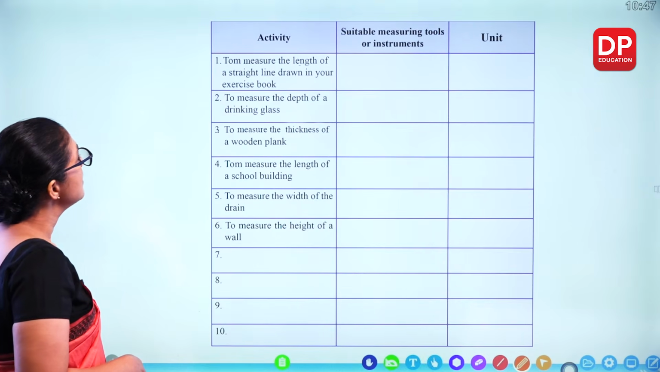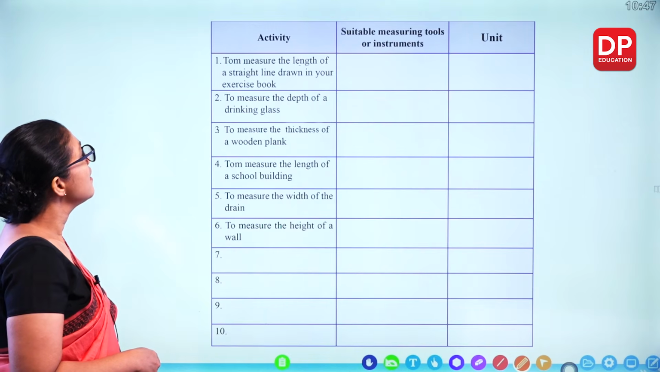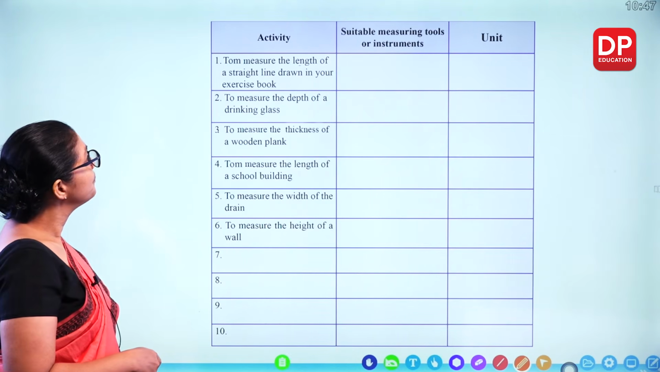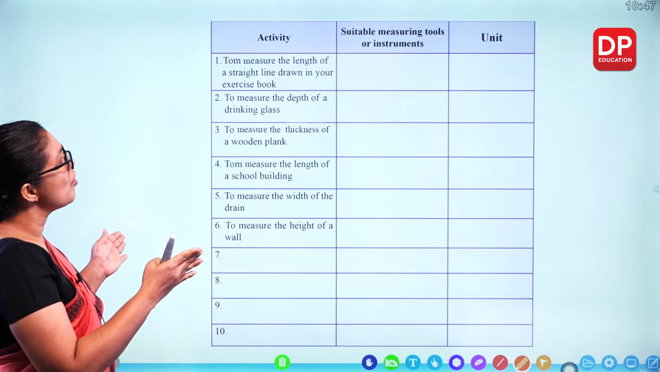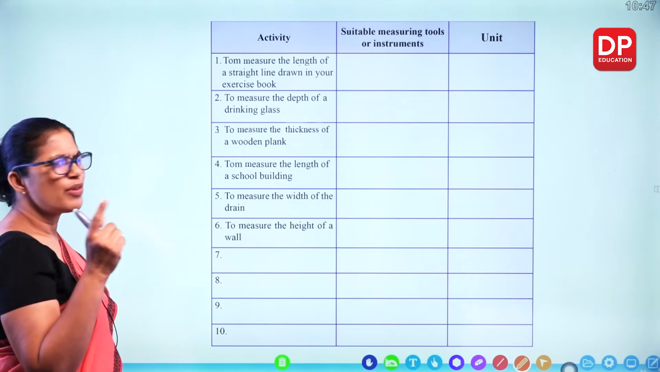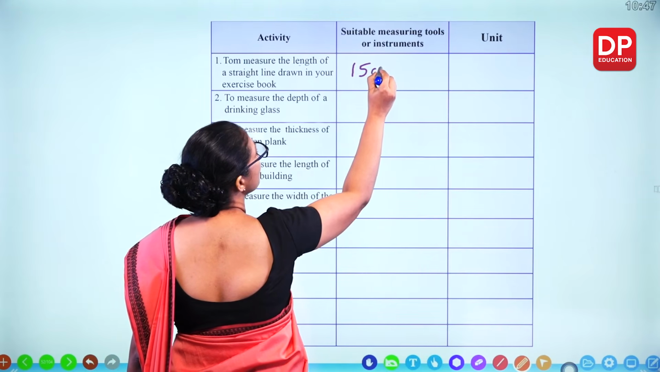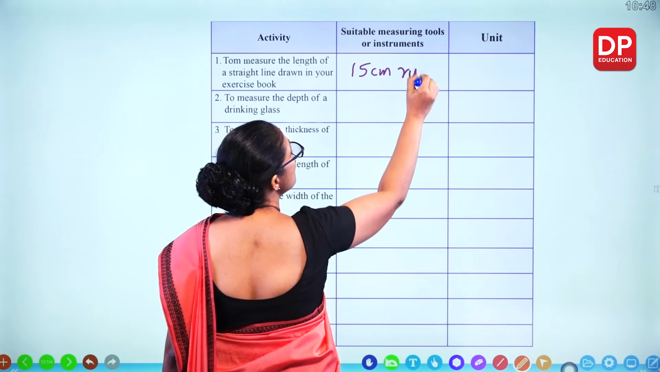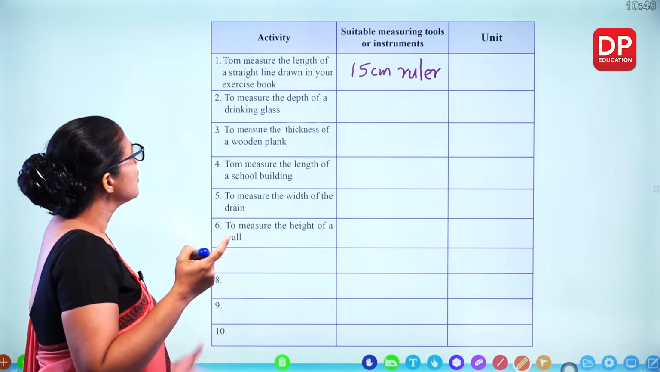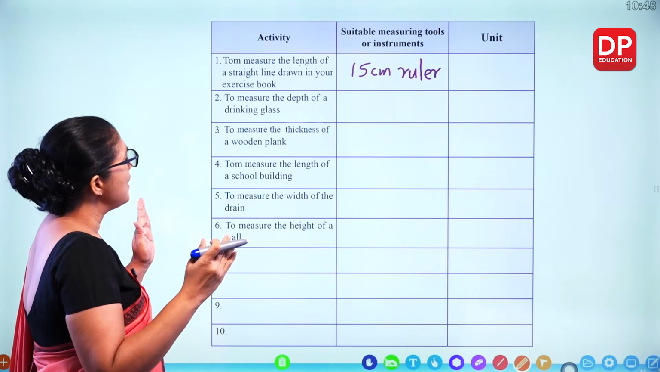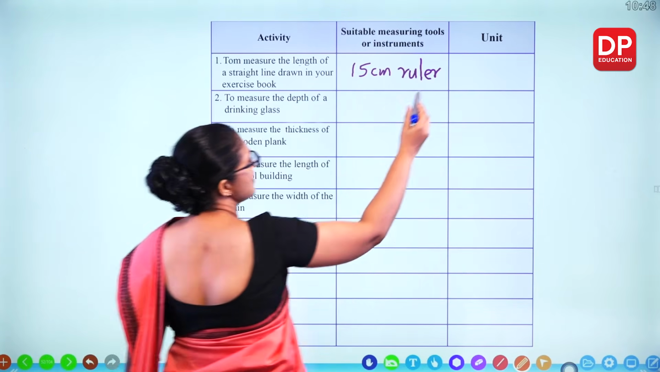What are the measurements? Tom measured the length of a straight line drawn in his exercise book. So just a line segment. Suitable measuring tools or instrument and the unit. So you can use a 15 centimeter ruler for that. Units, so it can be millimeters or centimeters if it's a small one. So we'll take centimeters.